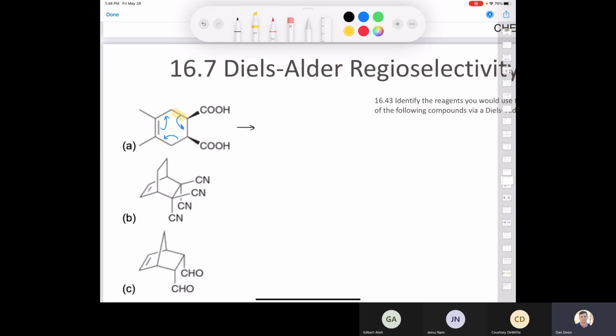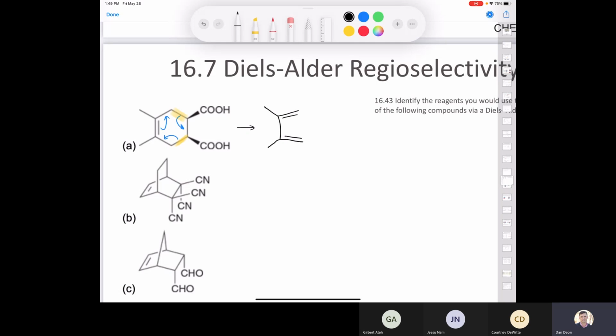You're breaking this bond and you're breaking this bond. So that means that your diene is going to have 1, 2, 3, 4. You've got a double bond here and a double bond here, but you've got a methyl there and a methyl here. So what you have is 2,3-dimethyl-1,3-butadiene as your diene.